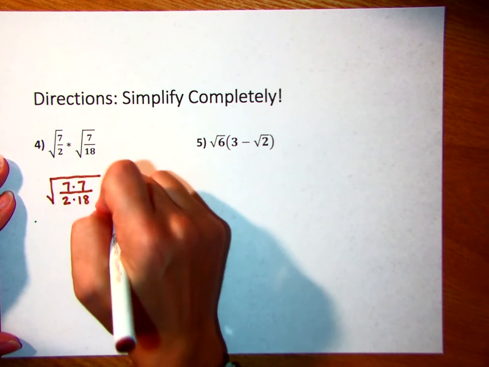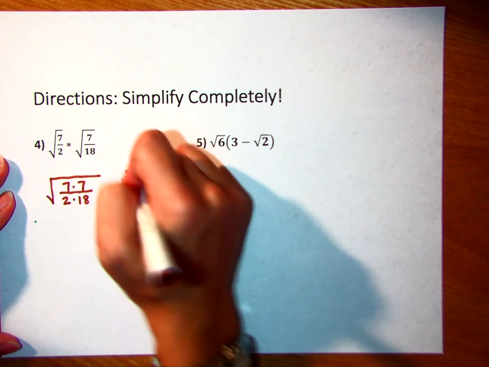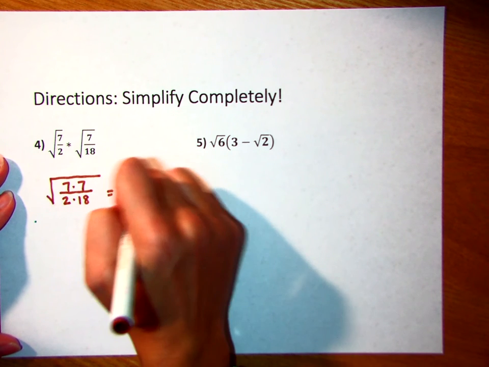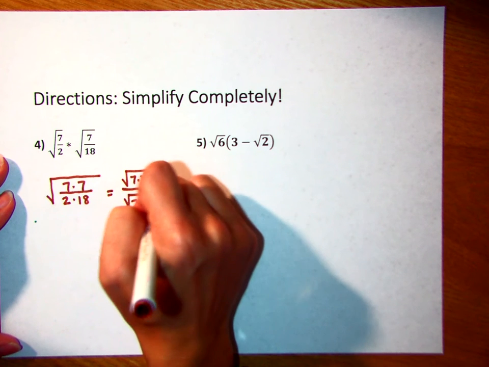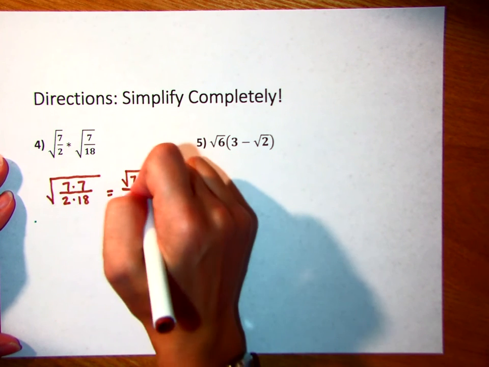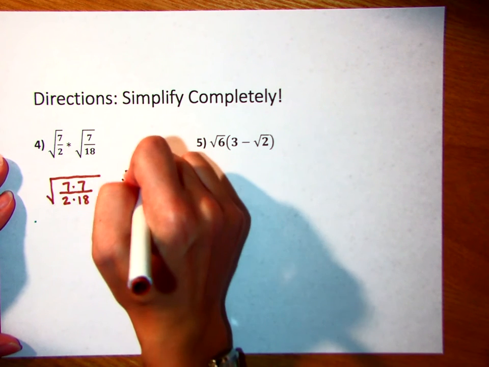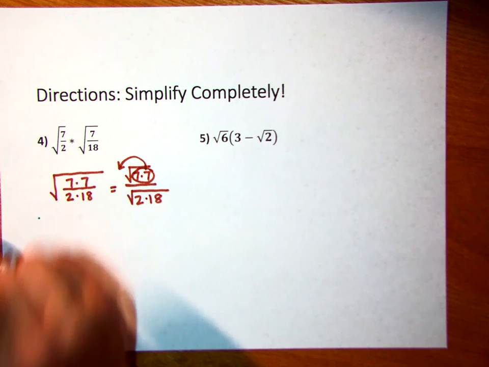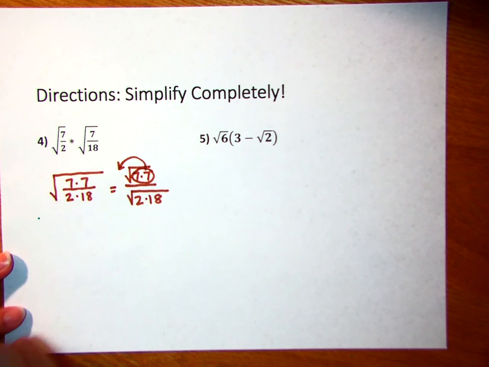Now we can break this off and do the square root of 7 times 7 over the square root of 2 times 18. Now, I can already see that I've got a pair of twins, so I can pull out one of those 7s. But what about this square root of 2 times 18? We should figure out what that would simplify to be.